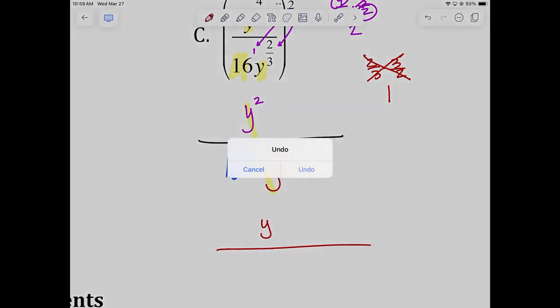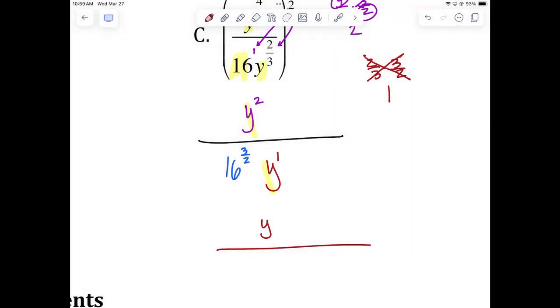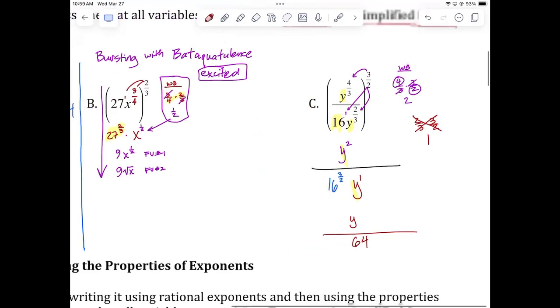Now 16 to the 3 halves. We can either do 16 cubed and then take the square root of that huge number. No, thank you. Or we could take the square root of 16 and then cube that number. Yes, please. What's the square root of 16? 4. What's 4 cubed? You'll know it. If you don't know it now, you'll know it later. 4 cubed is 64. 4 times 4 is 16, and 16 times 4 is 64. It's one of those things you'll know. So we get 64. So your answer is y over 64.